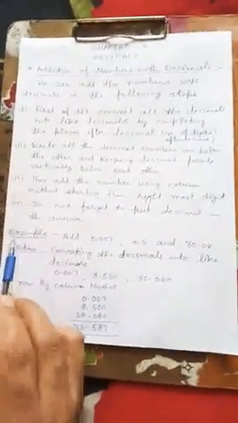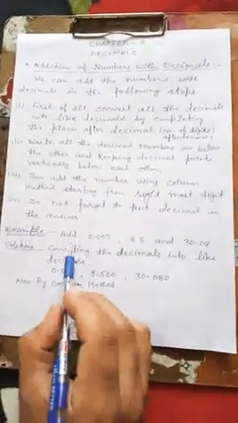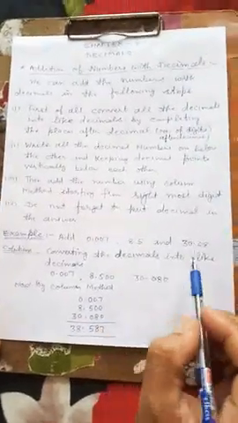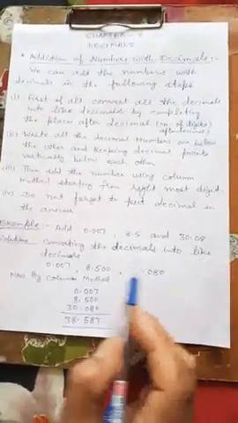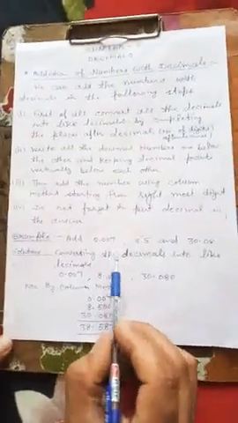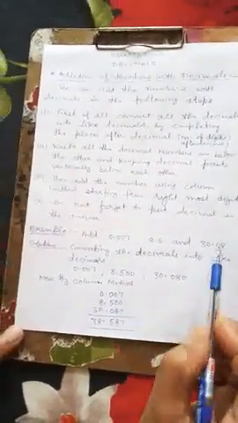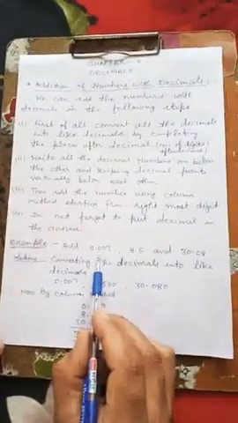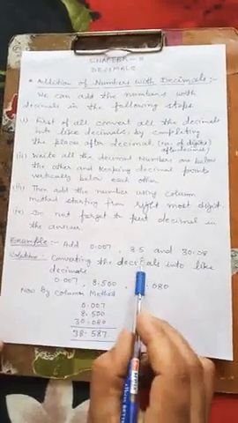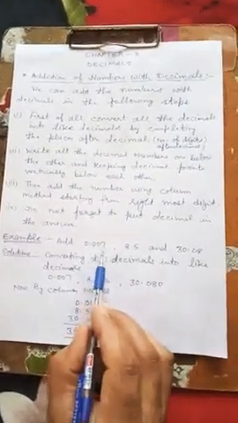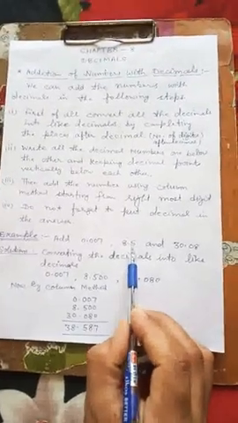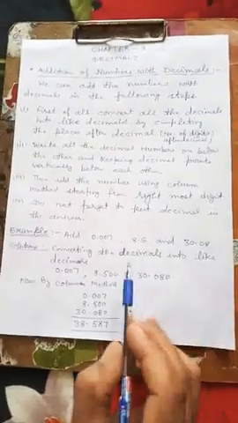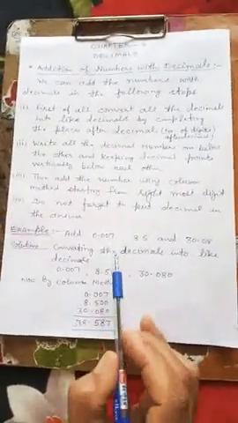Example to understand addition of decimals. Add 0.007, 8.5 and 30.08. Students, we see that these decimal numbers are not like decimals because the number of digits after decimal are not same. Here are 3 digits, here is only 1 digit, and here are 2 digits. So our first work is to convert them into like decimals.